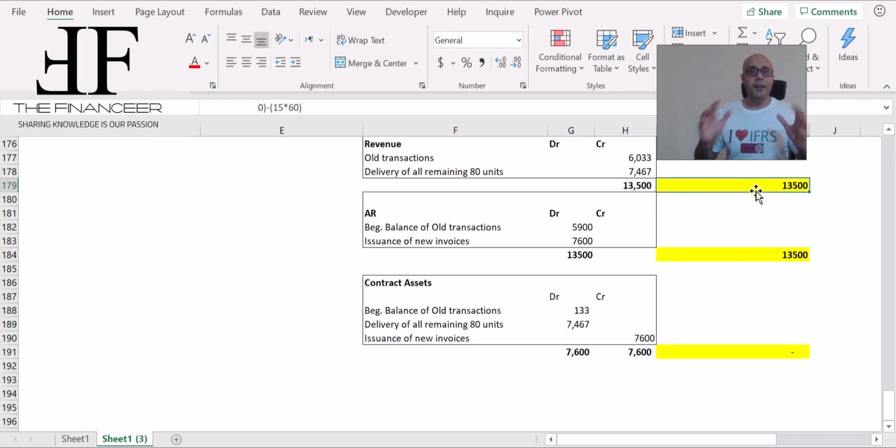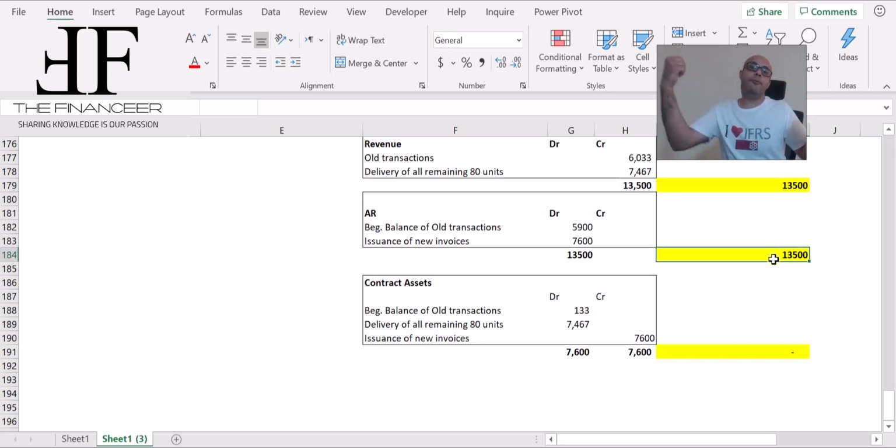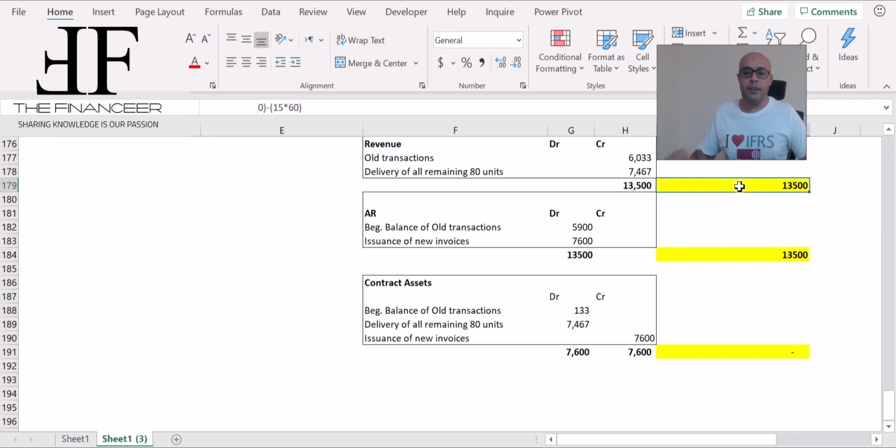So again, what will be the impact now in the financial statements? You have receivables of 13,500 in the balance sheet, and at the same time you have revenue of 13,500 in the income statement, impacting the retained earnings. So this is the conclusion of all of the transactions that we have in this complex case, and the reflections of all of the accounts related to contract assets, account receivables, and revenue as well.